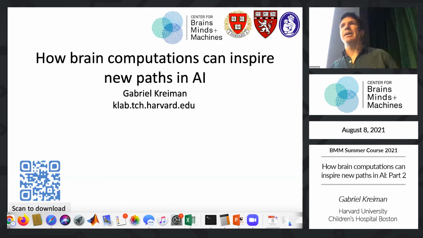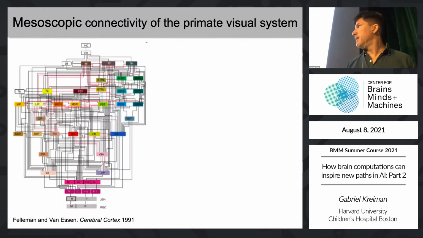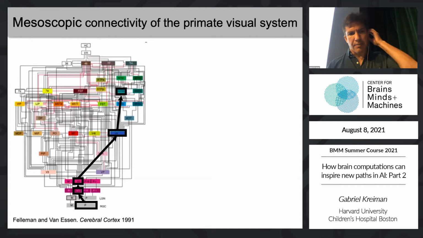So this second part will be quite a bit more technical. I just want to give you a glimpse of a couple of recent studies where we're trying to connect different aspects of cognition and neuroscience and algorithms for vision. So, let's see. I mentioned this diagram already.